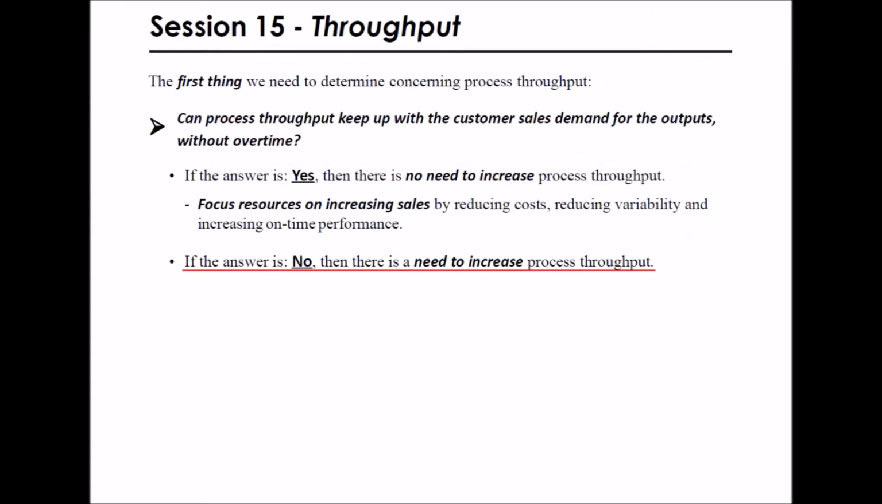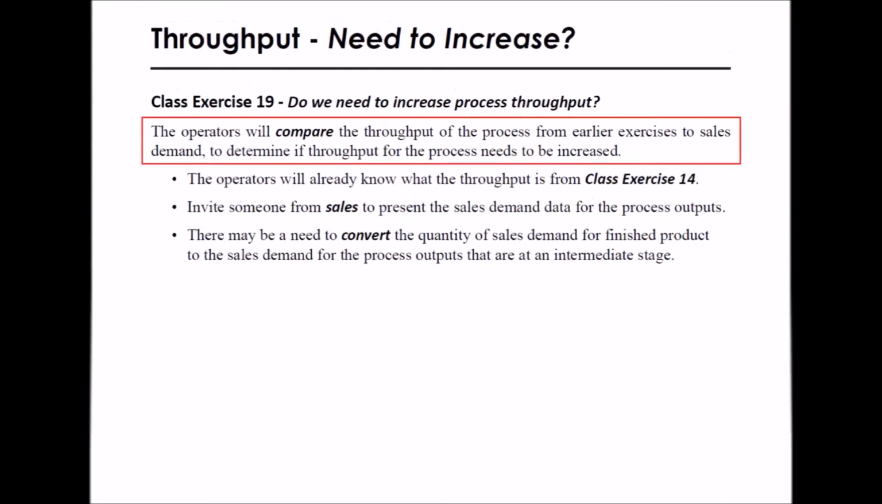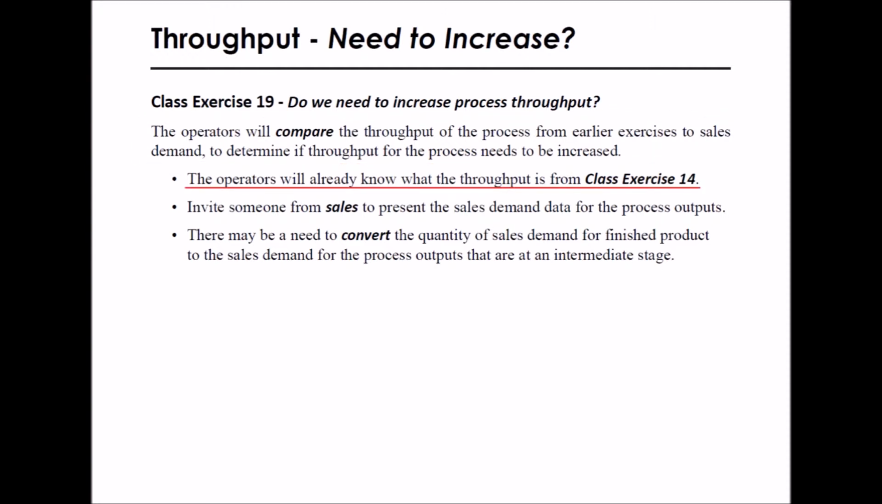If the answer is no, process throughput cannot keep up with customer demand, then there is a need to increase process throughput. In class exercise 19, the operators will compare the throughput of the process from earlier exercises to sales demand to determine if throughput for the process needs to be increased. The operators will already know what the throughput is from class exercise 14. Invite someone from sales to present the sales demand data for the process outputs.